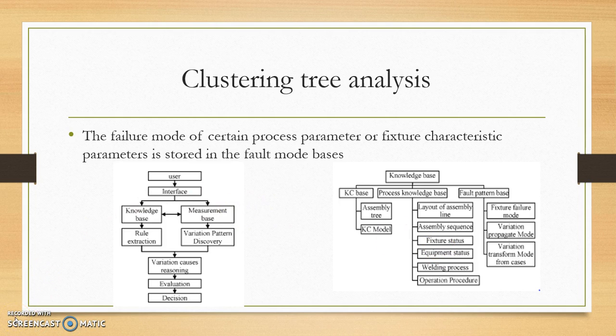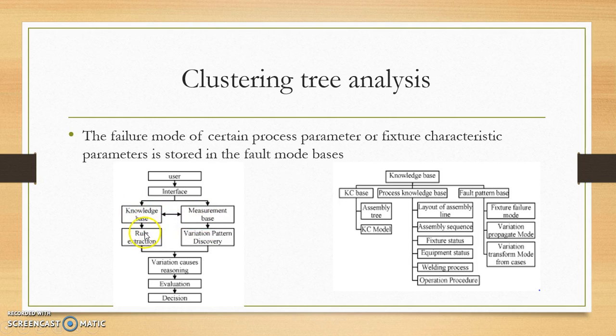The failure mode of certain process parameters or fixture characteristic parameters is stored in the fault mode base. As we can see, these are the parameters we have to consider for a failure mode. First goes the user, then comes the interface, and then the interface is divided into two parts: the knowledge base and the measurement base. We have to consider both of those.